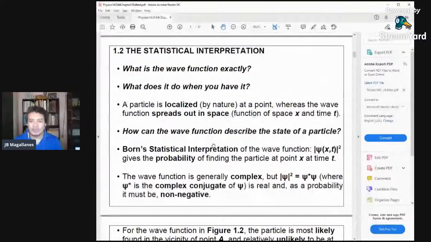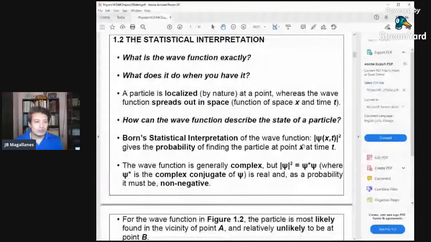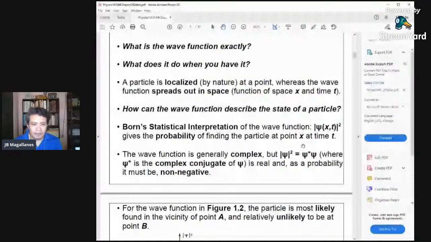So how can the wave function describe the state of a particle? According to Max Born, the Born statistical interpretation is that the square of the wave function here gives the probability of finding the particle at position x, at time t.